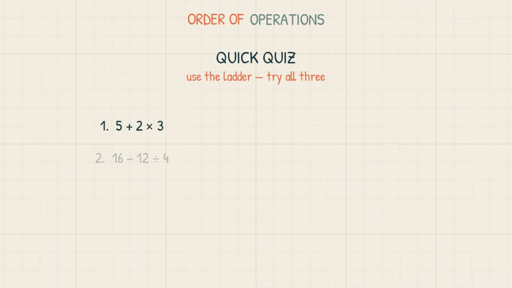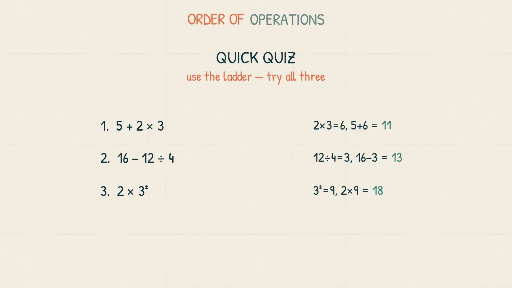Quick quiz. Work each one out with the ladder. Pause the video, then play to check. Five plus 2 times 3. Multiply first. 2 times 3 is 6, plus 5 is 11.